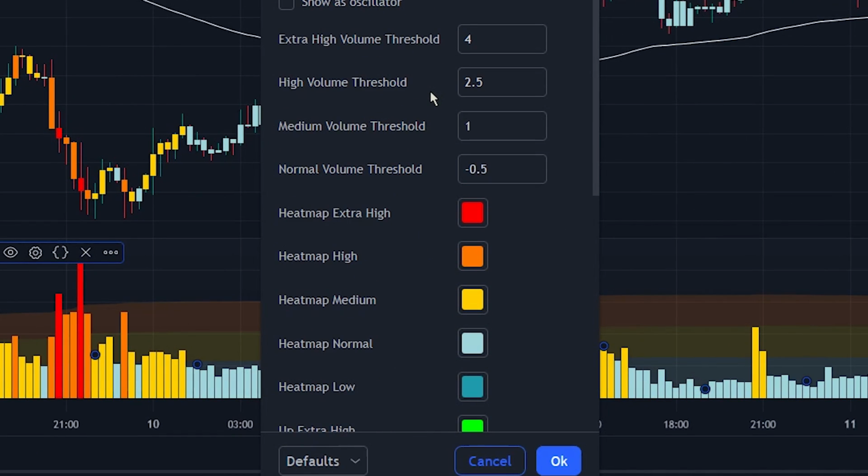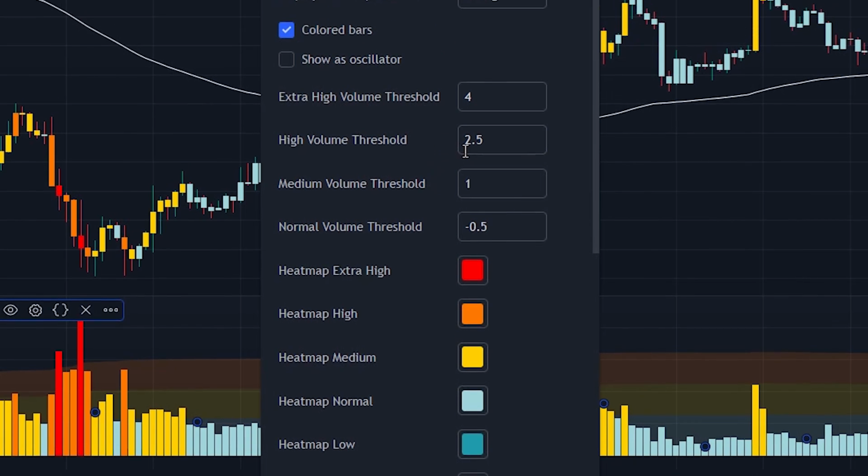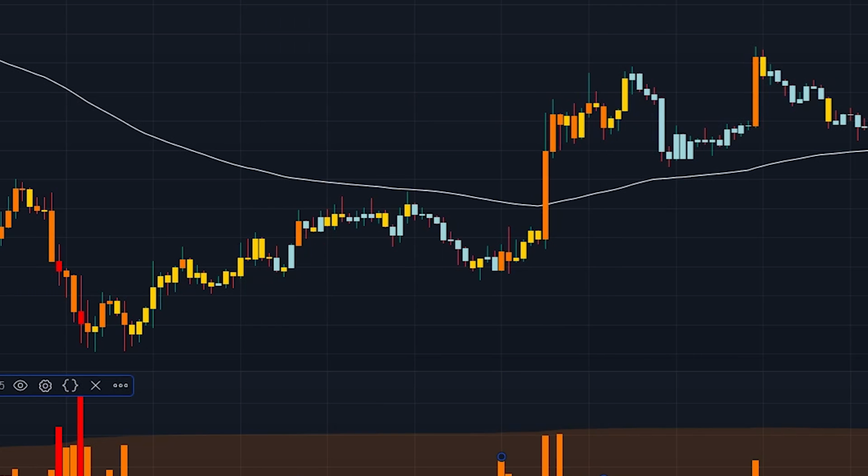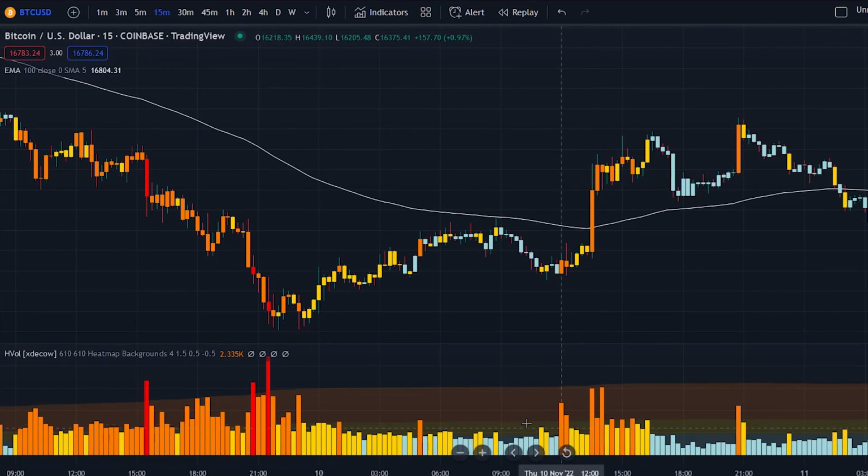We can see here that there are 4 volume thresholds. We will be changing the high volume threshold to 1.5. After that, we will be changing the medium volume threshold to 0.5. Out of the 4 volume levels, we will only enter into a position when the volume is at the medium level or above. If this is the case, the bar will be colored in yellow, orange, or red.